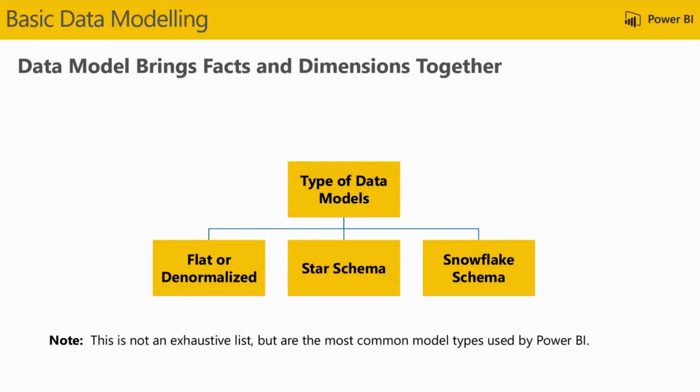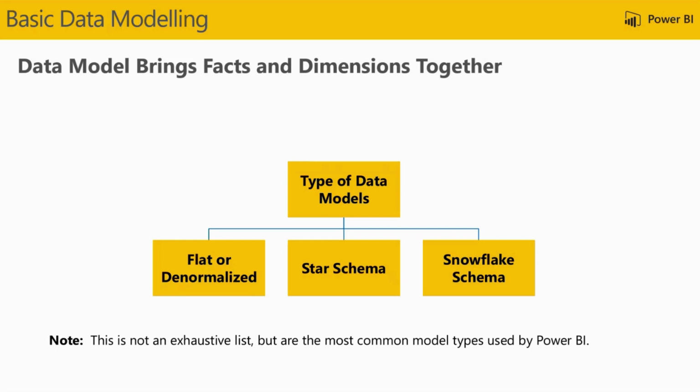Now, the different kinds of data models that we have. First of all, a single table is not a data model. We can create some reports based on a single table, but that is called a flat table or a denormalized table. The basic unit and the most efficient unit in Power BI for data modeling is called a star schema. Star schema is the same example that you saw in the previous slide, wherein you have one fact table surrounded by multiple dimension tables.